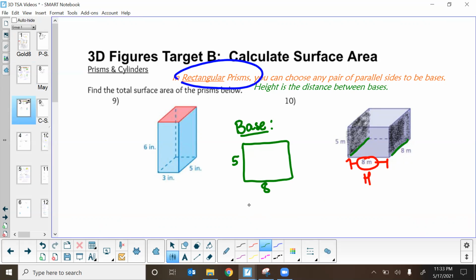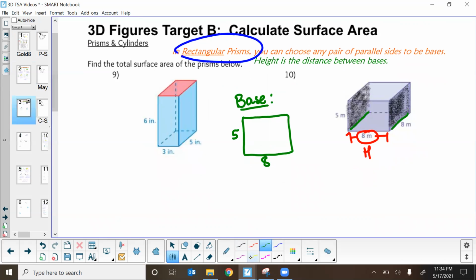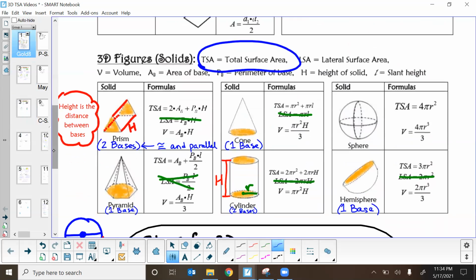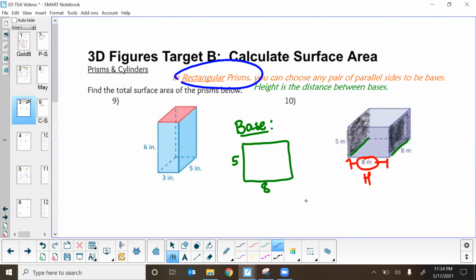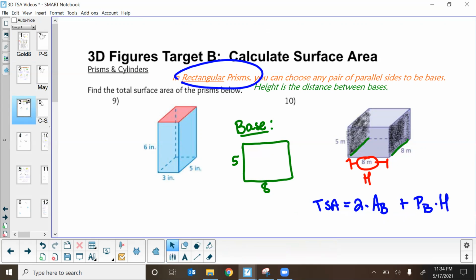Then it's going to be helpful if I write down the formula for the total surface area of a rectangular prism. So the total surface area is 2 times the area of a base, because there are 2 bases, plus the perimeter of the base times the height. That's the capital H, which is the distance between the 2 bases. I already know the height, so now I need to find the area of the base and the perimeter of the base.